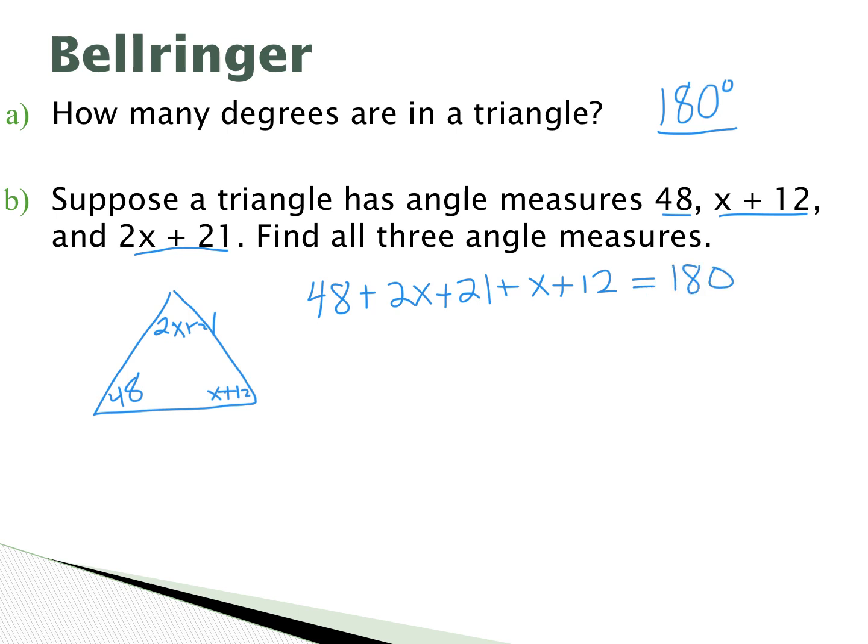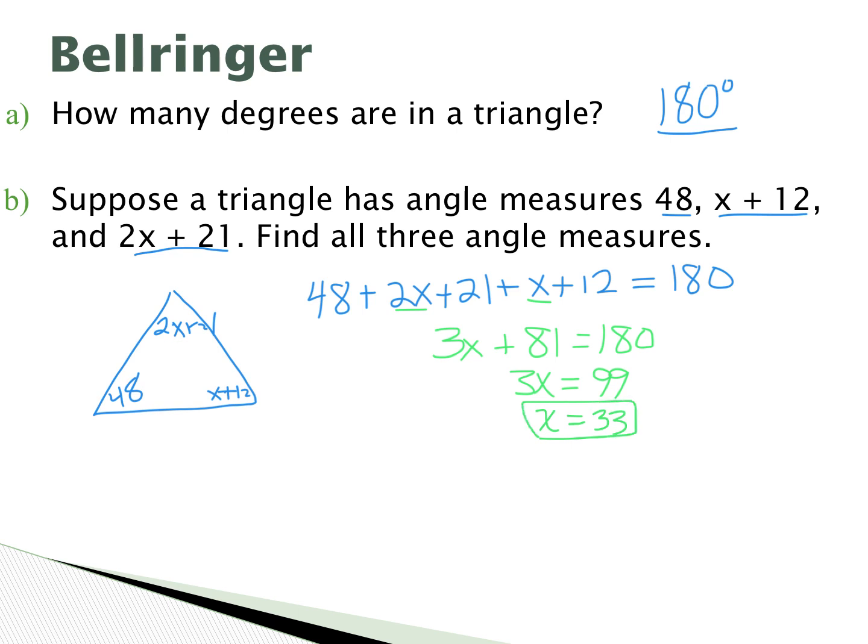And then we're going to solve that for x first, giving me 3x plus 81 equals 180. And then we're going to subtract the 81 over. So 3x equals 99. Then divide by 3, so x equals 33.